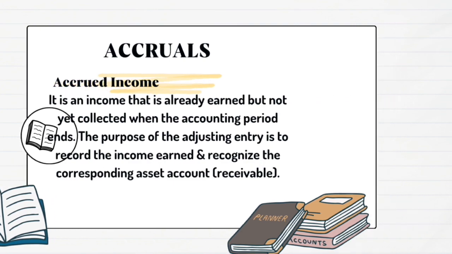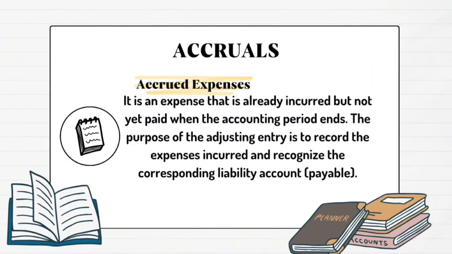And the second one that is under the accruals is the accrued expenses. It is an expense that is already incurred but not yet paid when the accounting period ends. The purpose of the adjusting entry is to record the expenses incurred and recognize the corresponding liability account, and it is payable. Examples of accrued expenses are the loan interest, wage expenses, government taxes, utility expenses, rent expense, computer equipment.